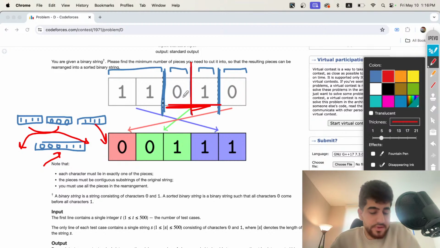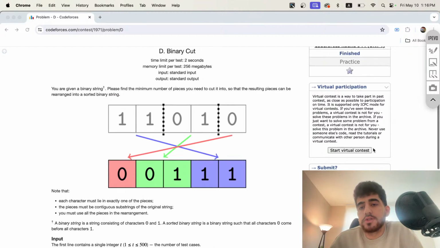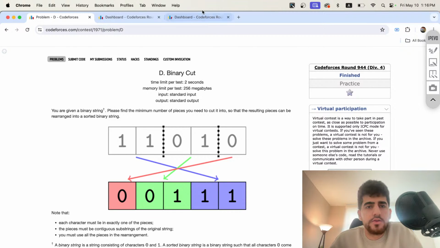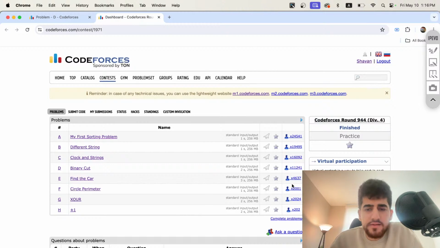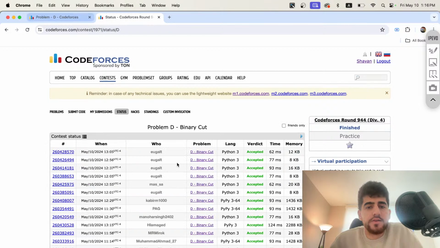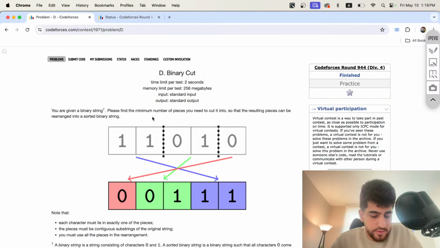I haven't participated in the contest and I have not implemented the code, but I can show you some code that people have written. Maybe if we have access to it already, we will see the codes.